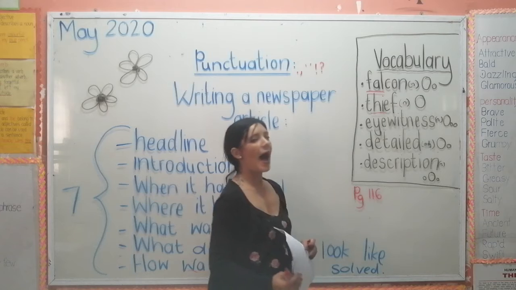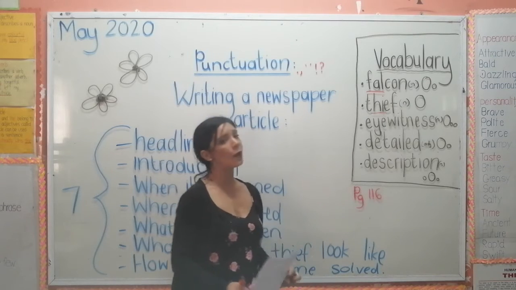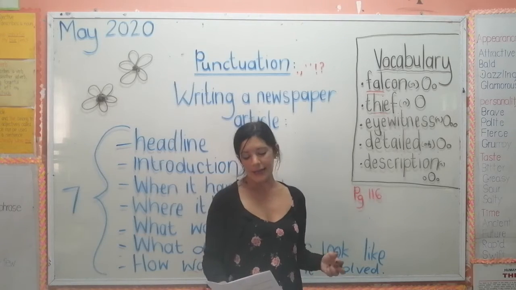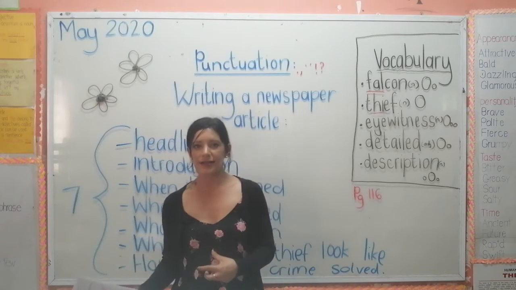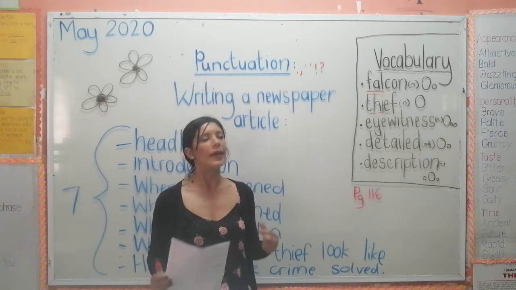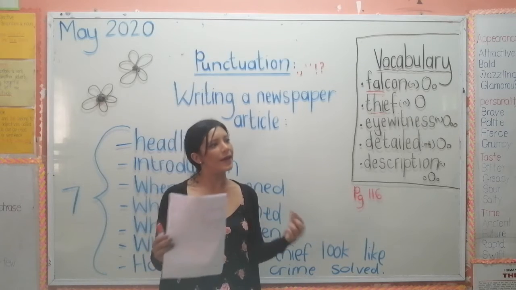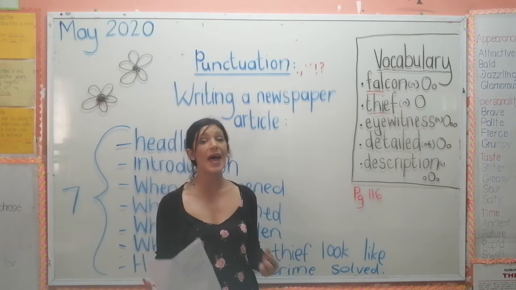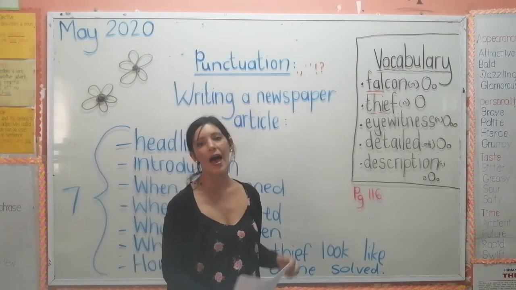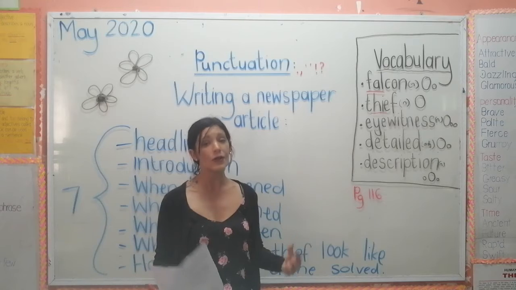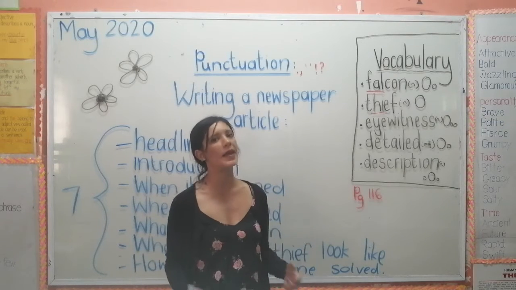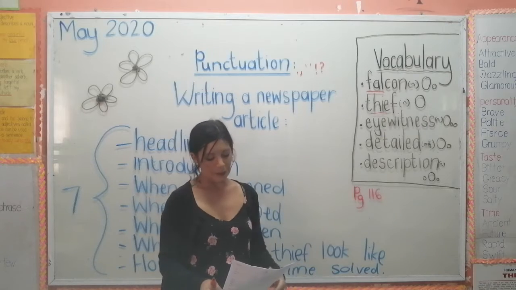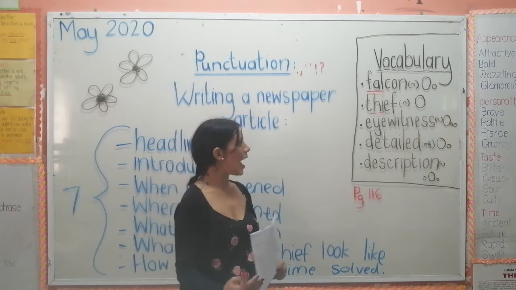The third one is eyewitness. Now I'm going to explain to you what an eyewitness is. An eyewitness is a person who sees an act firsthand. Somebody who can validify something that has happened because they have seen it themselves. They haven't heard about it, they've seen it, so they can confirm that it is the truth or not the truth.